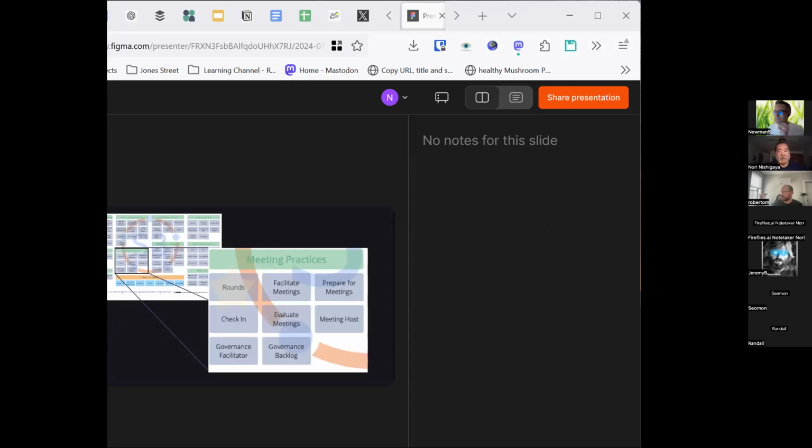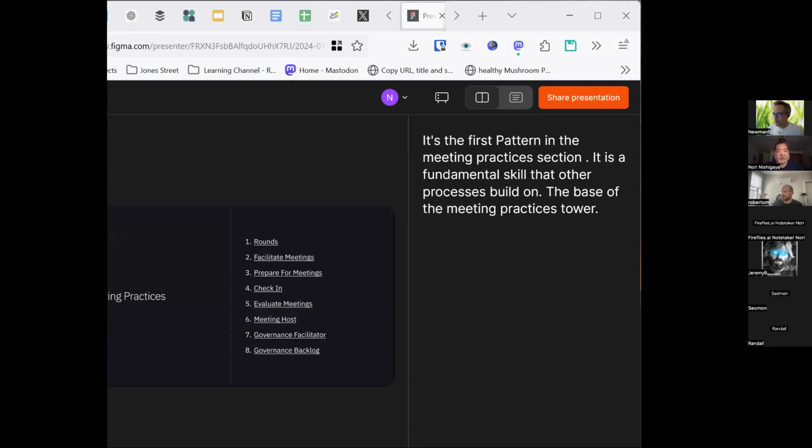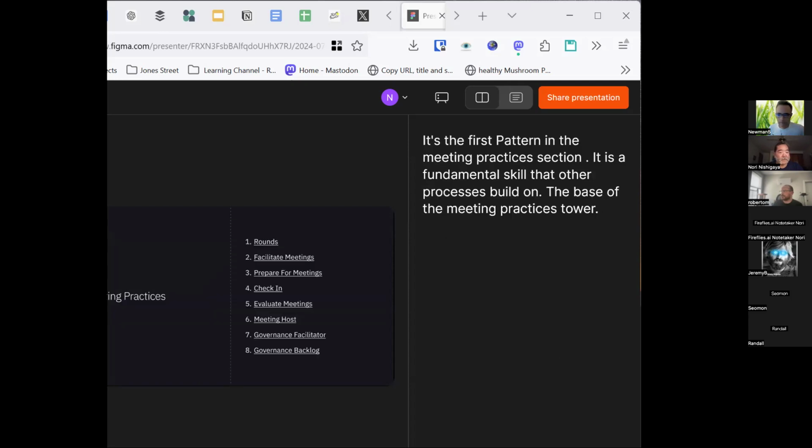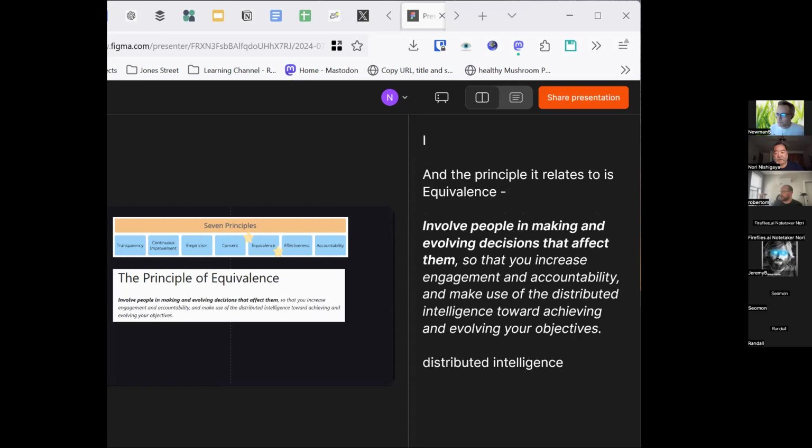This is rounds, the first one in meeting practice. And these are all the other ones in the meeting practice. It's sort of a fundamental skill to governance and collaboration. It seems like it's a basis for so many other things, and it's inside of other patterns. And it's connected to the principle of equivalence.